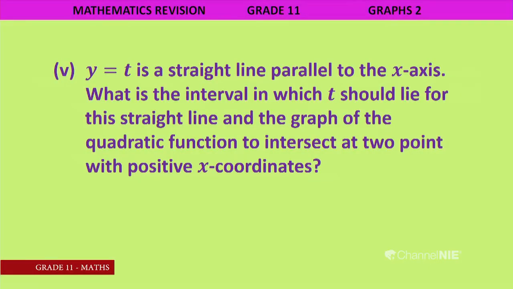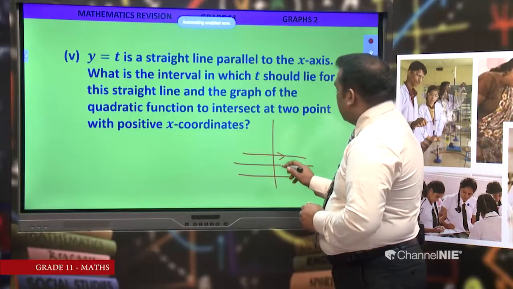Now, part 5: y equals t is a straight line parallel to the x-axis. There are two types of lines parallel to the x-axis.